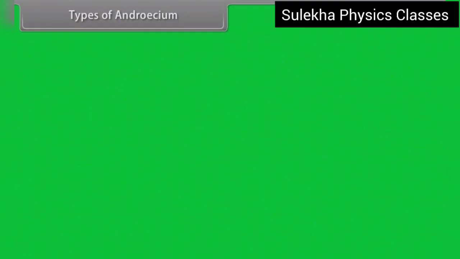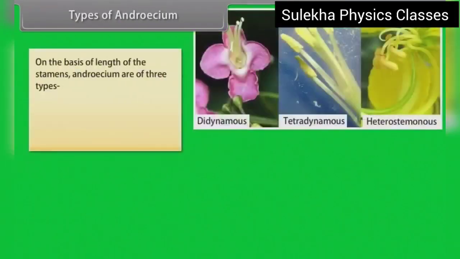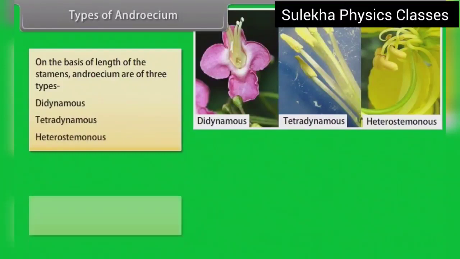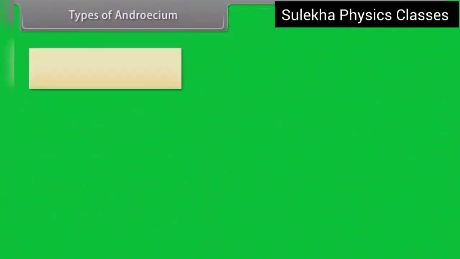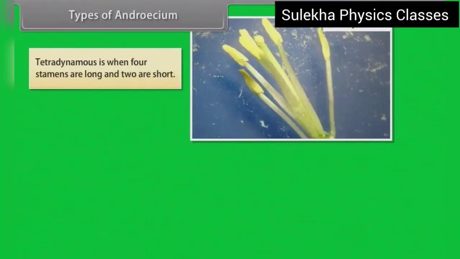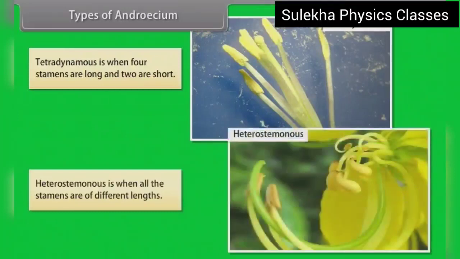Types of androecium. On the basis of length of the stamens, androecium is of 3 types: didynamous, tetradynamous, heterostemonous. Didynamous is when 2 stamens are long and 2 are short. Tetradynamous is when 4 stamens are long and 2 are short. Heterostemonous is when all the stamens are of different lengths.